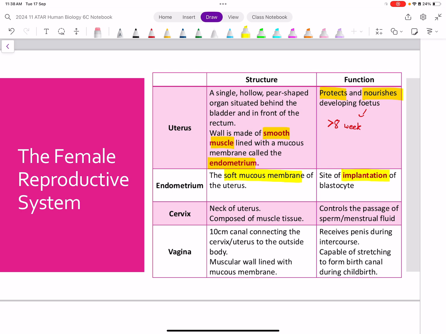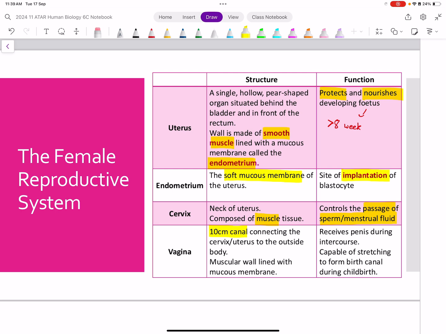So our final two structures here, looking at a more internal view before we look at structures on the outside, are the cervix. Now the cervix is primarily made up of muscle, it's sometimes known as the neck of the uterus, and its job is to control that passage of sperm and also menstrual fluid, both into and out of the vagina. Talking about the vagina, it is a roughly 10 centimetre long canal which connects the cervix and the uterus to the outside of the body.